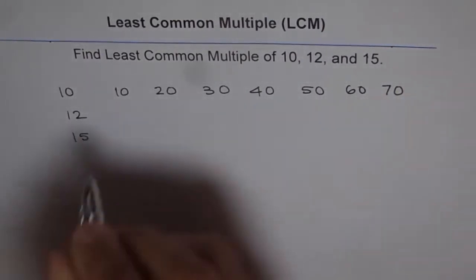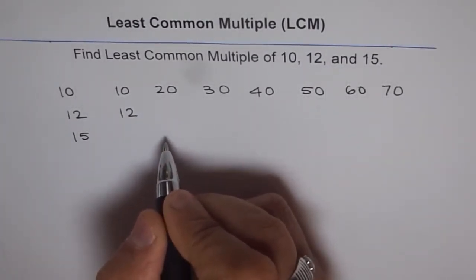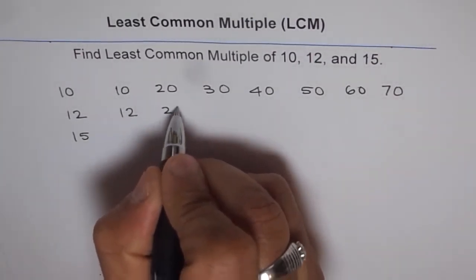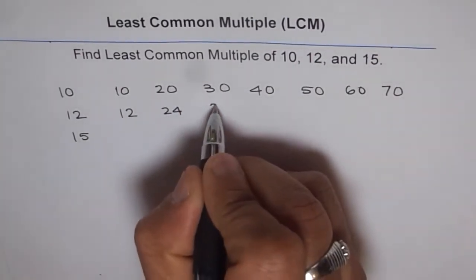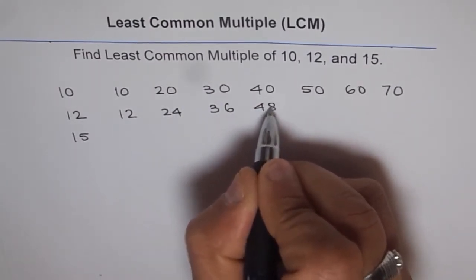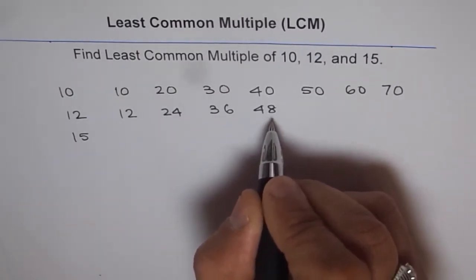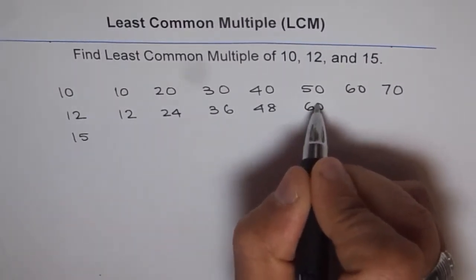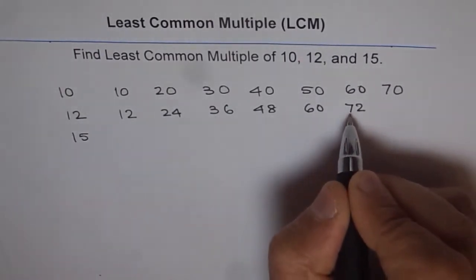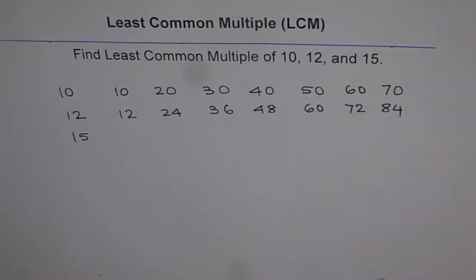For 12, 12 times 1, you can use a calculator at times, right? Or repeated addition. So add 12 to 12 to get 24, keep on adding 12. 36, add 12. 48, plus 12. So like that, you can keep on adding 12 to this, right? 60 plus 12, 72 plus 12, 84. It's a good exercise in itself, right?